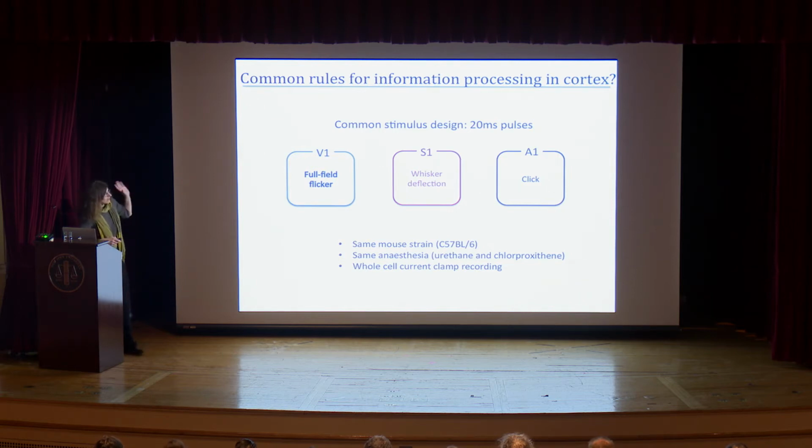And so what we ended up converging on is a very simple, very classical kind of stimulus, where we gave each of these different neural systems pulsatile stimuli. There we can really design things that we think are comparable from one area to the other. So in V1, we just gave full field flicker. In S1, hits of whisker deflection. And in A1, we gave clicks.